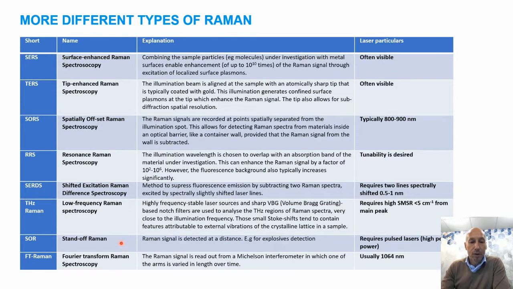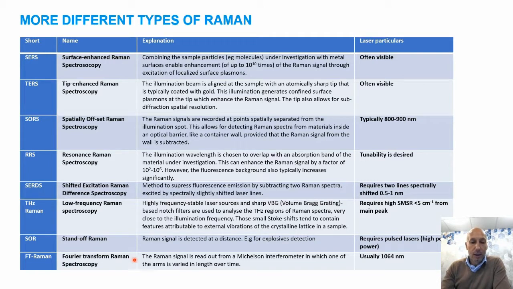There's also standoff Raman. In this case, it's possible to do chemical detection at several tens of meters away from the spectrometer. And this can be used, for instance, for explosives detection. But in order for this to work, it's necessary to work with high energy pulse lasers, such as nanosecond Q-switched lasers with very high peak powers.